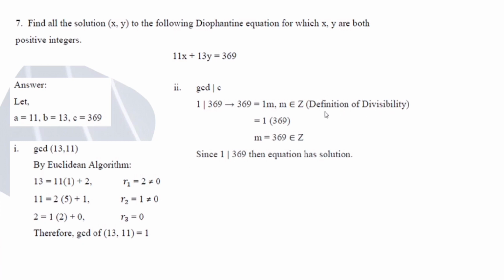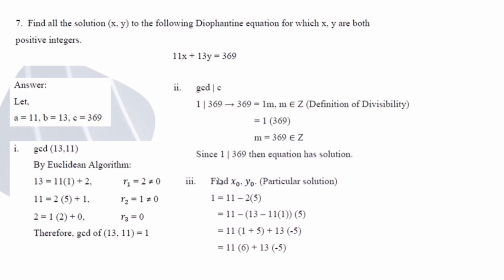Next, we can substitute the value of m here as 369. So 1 times 369, we get back 369, where 369 here refers to m, and it is also an element of Z. Since 1 divides 369, this equation has a solution.